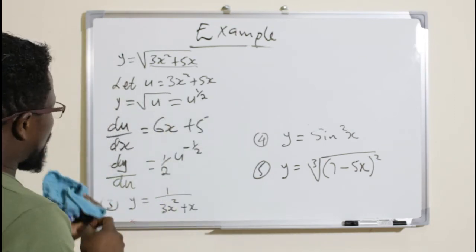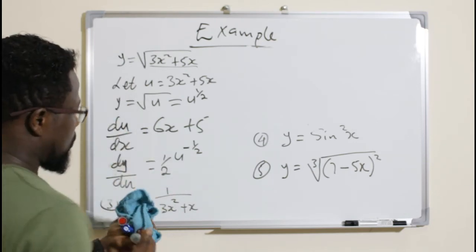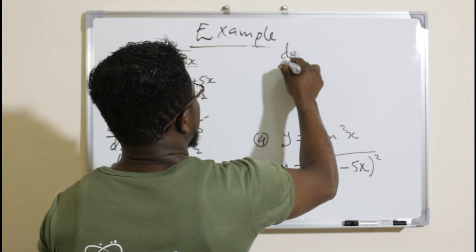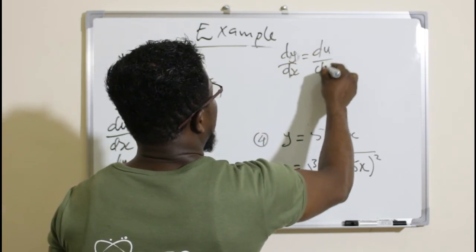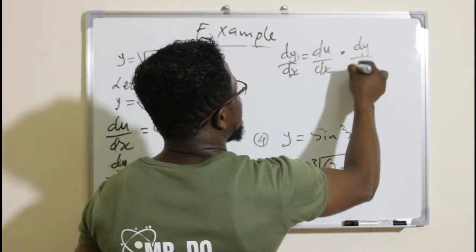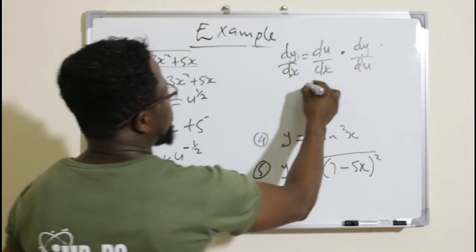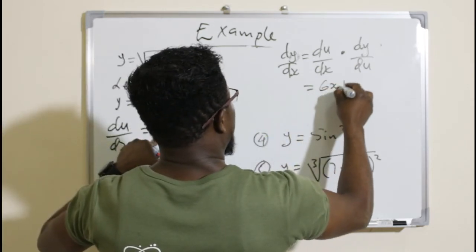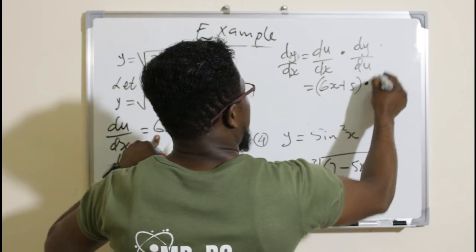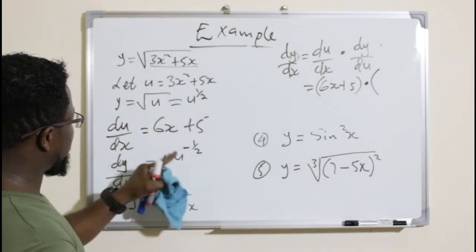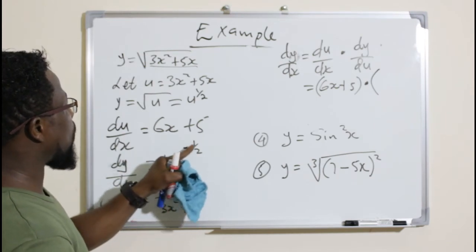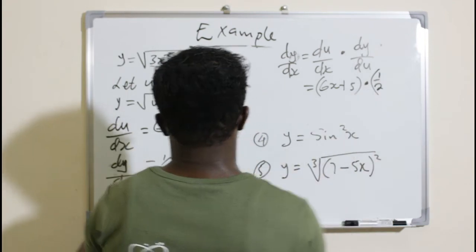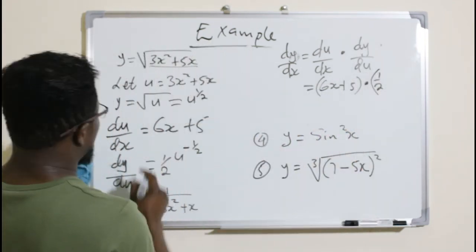Okay, now we need to go ahead and apply the chain rule. So the formula that we know is dy/dx is equal to du/dx multiplied by dy/du. So do the substitution and let's see. The du/dx is 6x plus 5. And now what is the dy/du? The dy/du is simply 1 over 2 u exponent negative 1 over 2. I'm going to now change the u. What is my u? Remember, u is this.